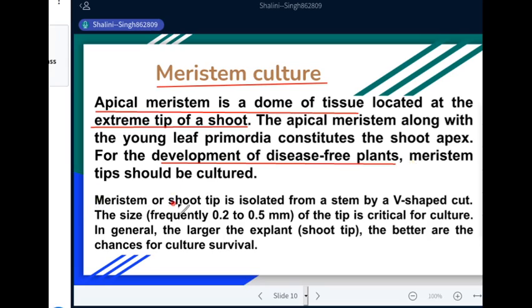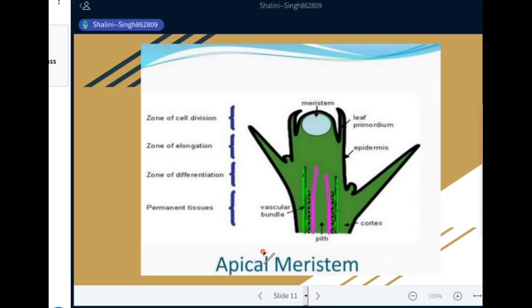For this, the meristem or shoot tip is isolated from the stem by a V-shaped cut. The size of the explant is mostly 0.2 to 0.5 mm of the tip, and it is critical for culture. In general, the larger the explant, the better the chances for culture survival. The explant is very small in size and it is very tough to survive in tissue culture. This is the structure of the apical meristem.